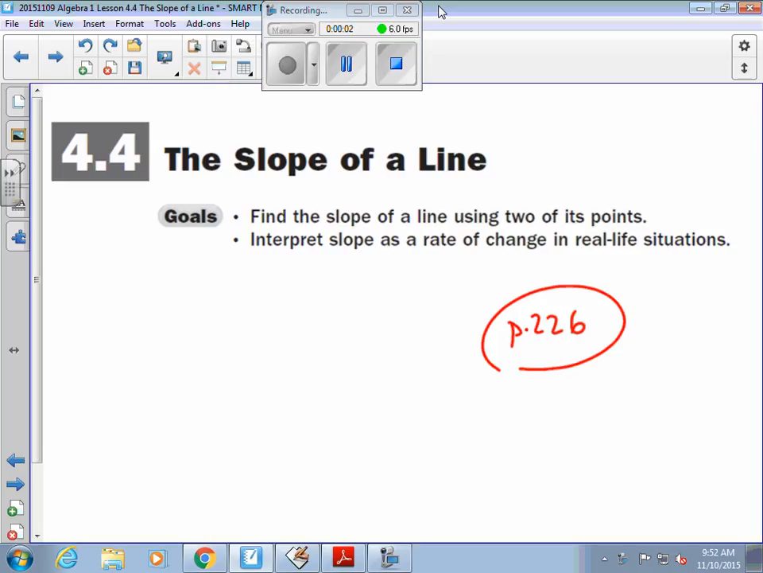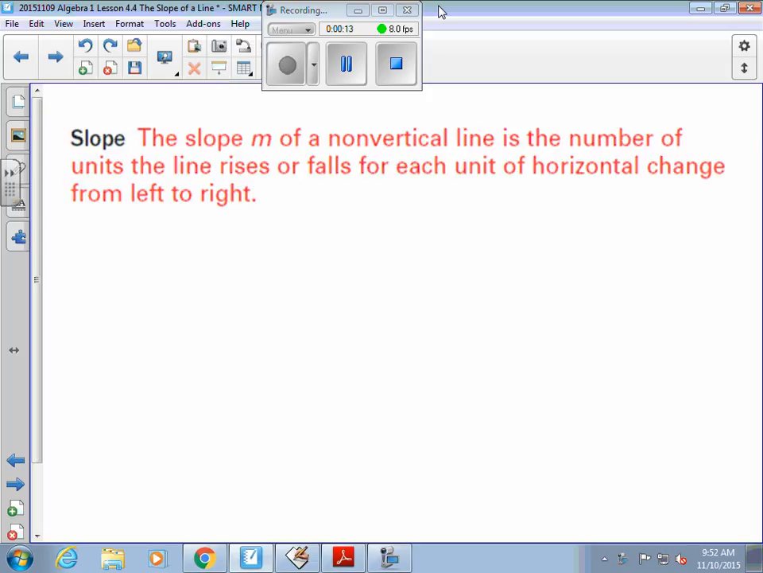It's Algebra 1, Lesson 4.4, talking about the slope of a line. We're finding slopes of a line using 2 points, and then we're interpreting a slope as a rate of change in real-life situations, beginning on page 226. First thing, we have two definitions, slope and rate of change.